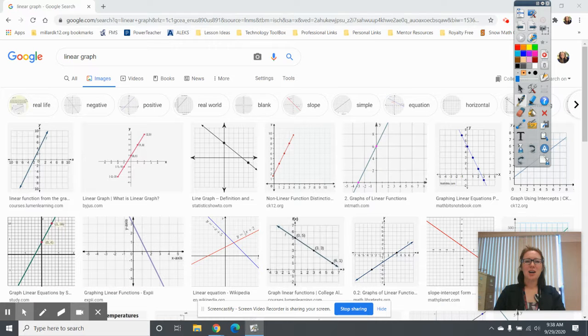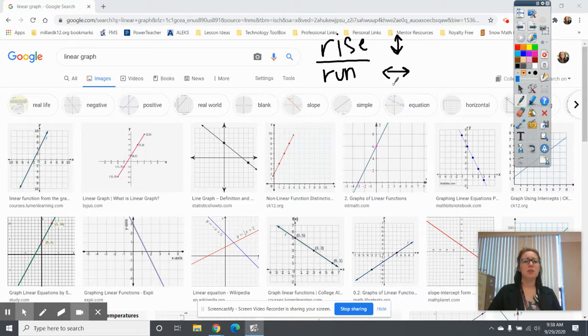Hi, today we're going to talk about how to find the slope of a linear graph. That means finding the slope of a graph that's a straight line, meaning kind of how slanted it is. The formula for slope, or the way you find slope, is the rise over the run. I'm going to show you what that means in a minute. Rise is up and down, run is side to side.